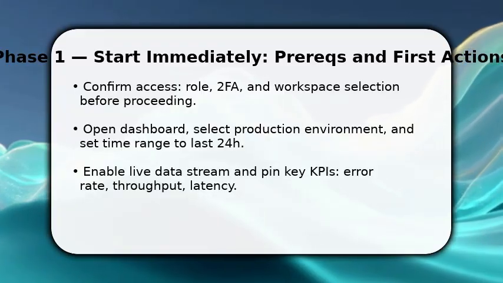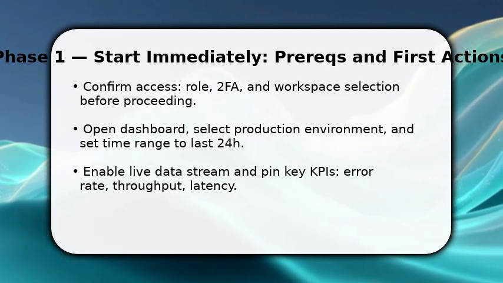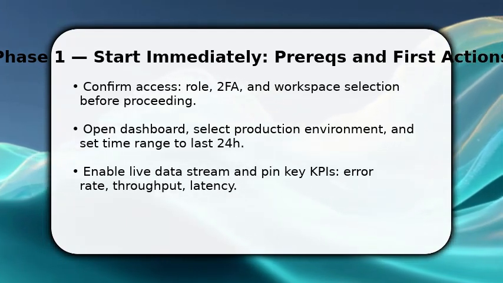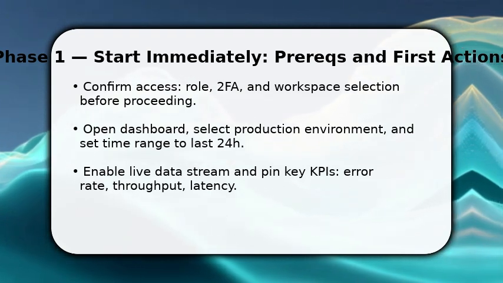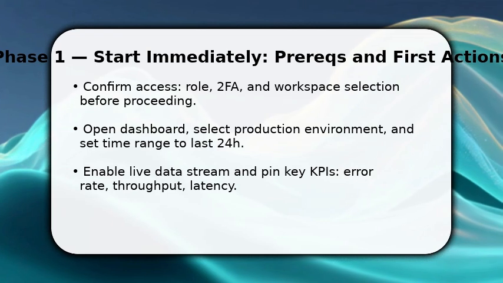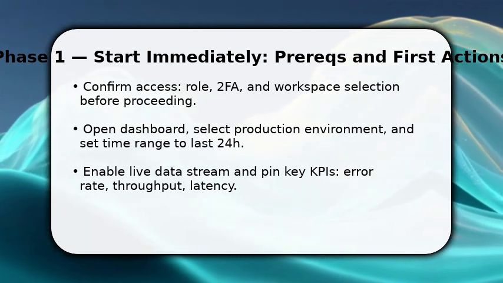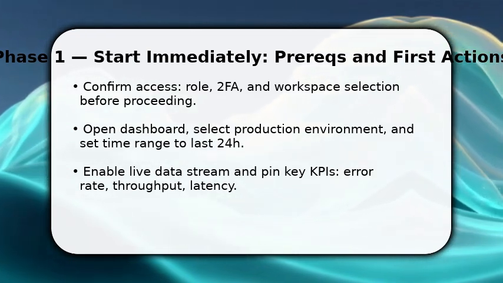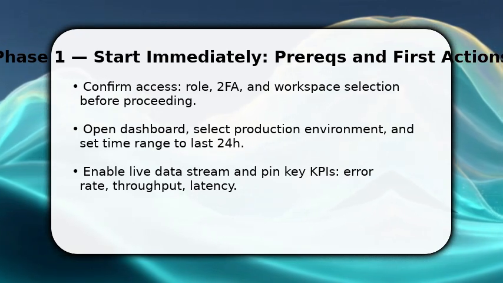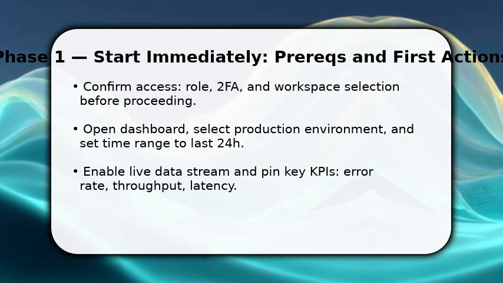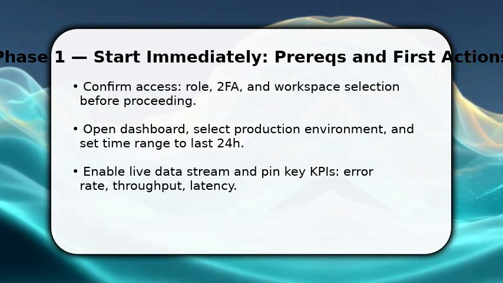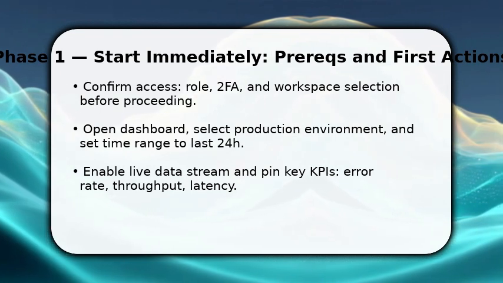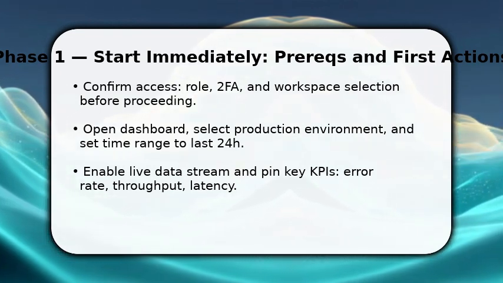You start now, verify your role and complete 2FA so you can change production settings. Once done, pick the production workspace and set the dashboard time range to the last 24 hours so you see recent behavior. Then enable the live data stream and pin 3 KPIs, error rate, throughput, and latency, to the top. This immediate work ensures you observe current system state and prevents chasing stale metrics. Make sure to save these view settings before moving on.